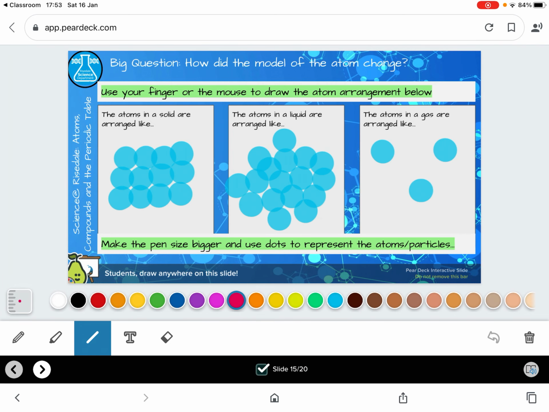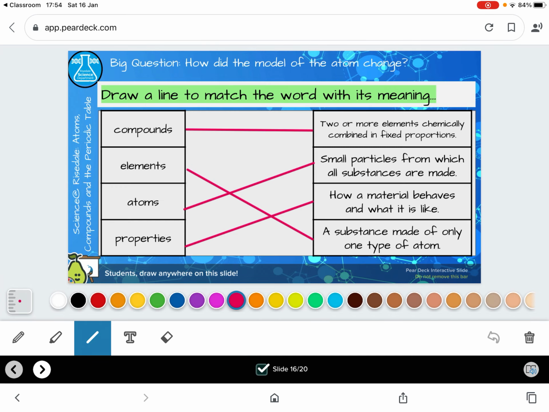And I asked you to draw what you thought the atoms would look like. In a solid, they're in a fixed regular arrangement, which is why solids keep their shape, keep their volume, cannot be squashed and cannot be poured. In a liquid, the particles can slide past each other, but they're still touching. So you can't squash a liquid. There's no space between the particles to squash the liquid, but you can pour it because the particles can move over each other. And in a gas, the particles are spread far apart, and that is why you can compress a gas. You can squeeze it together because there are gaps between the particles.